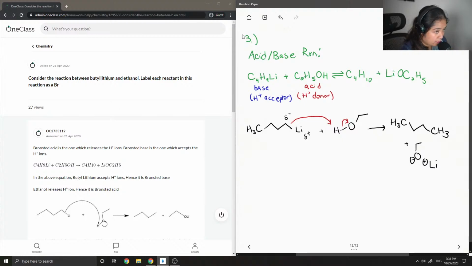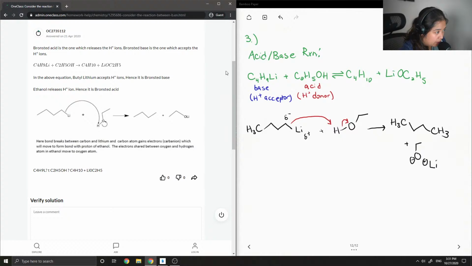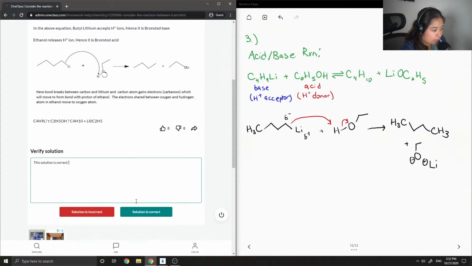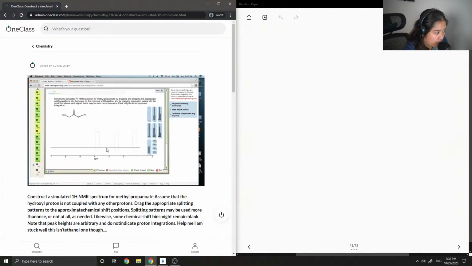Okay, so let's look at the answer from our junior tutor. Butyl lithium accepts H plus ions, hence it is a Bronsted base. Ethanol releases H plus, hence it's a Bronsted acid, and then they have the same mechanism that carries out. So this solution is correct. Okay, so let's move on to question number 4.